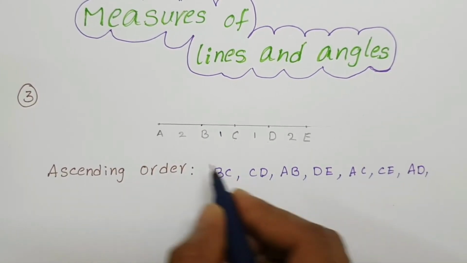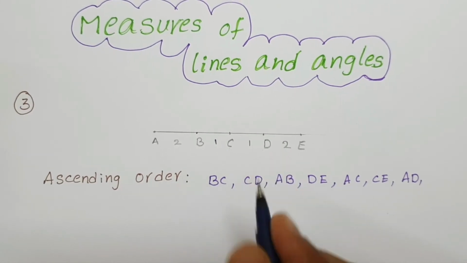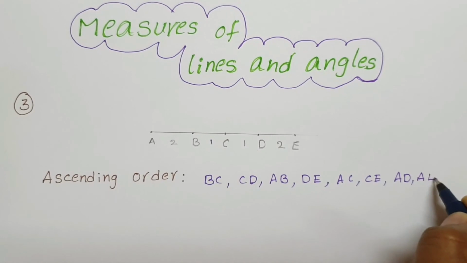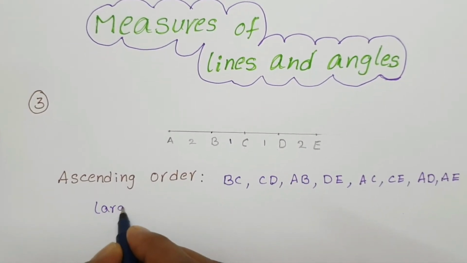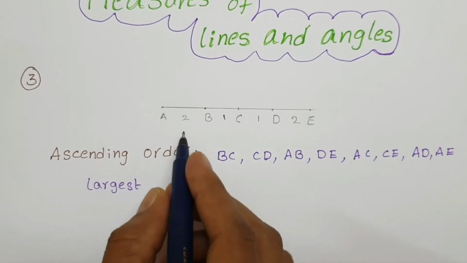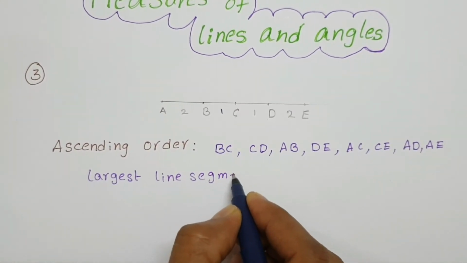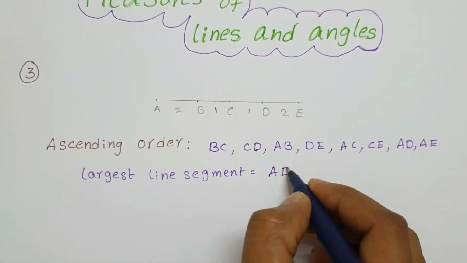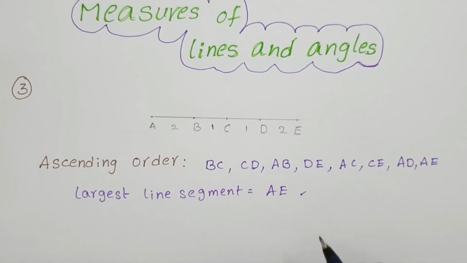Next, the last one, total: 2 plus 1 plus 1 plus 2 means we get 6. Finally AE. In that, what is the largest line segment? Equal to the total, AE. AE is the largest line segment. Next one.